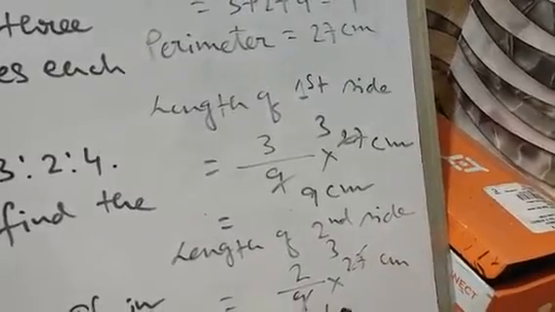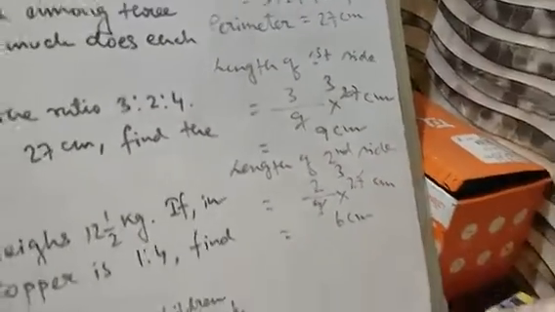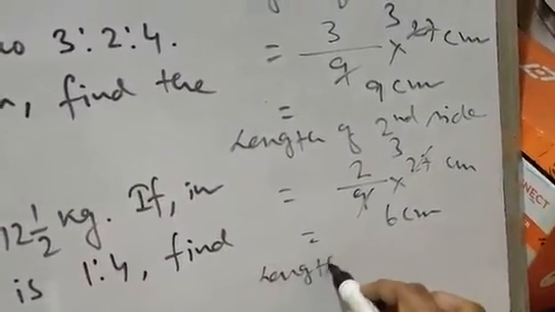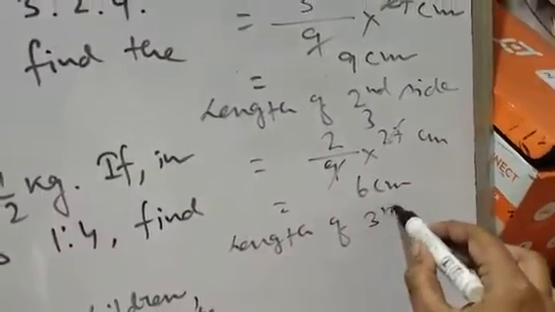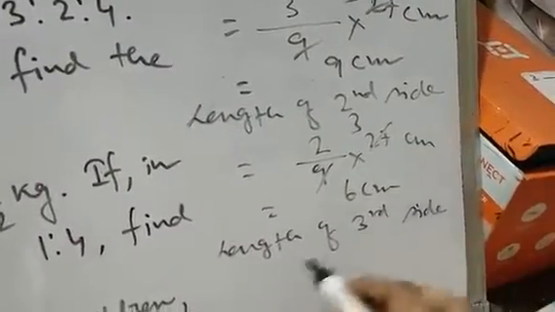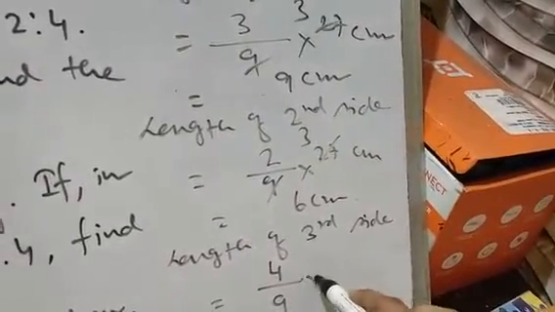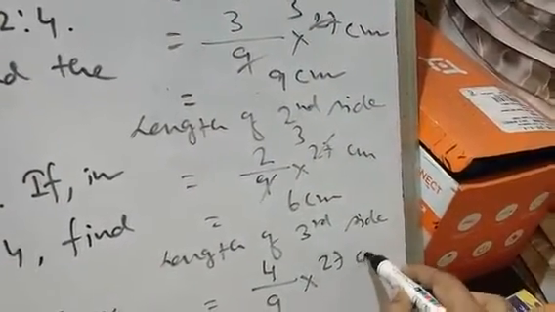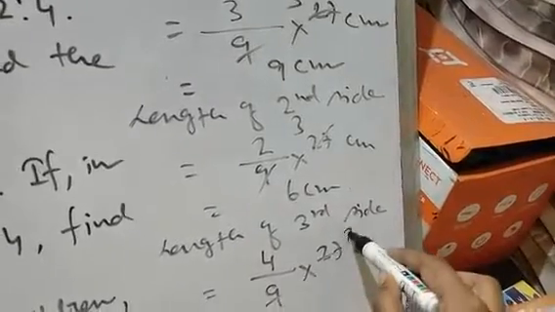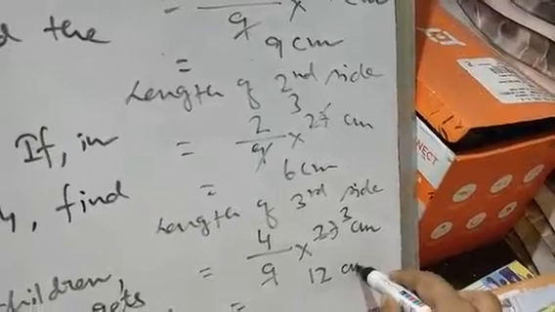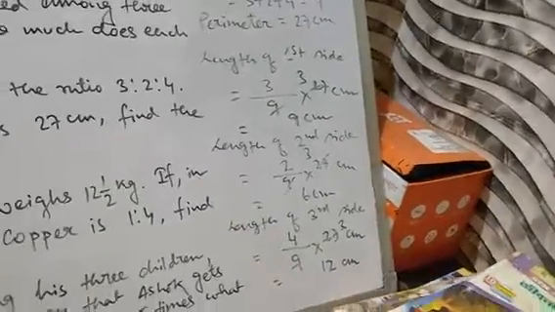So 3 2s are 6 centimeter. Now the length of the third side. The length of the third side is given 4 centimeter. So 4 divided by the sum of the ratio, that is 9, into 27. Perimeter given is 27 centimeter. 9 3s are 27. So 4 3s are 12 centimeter is the third side. Clear? Next.